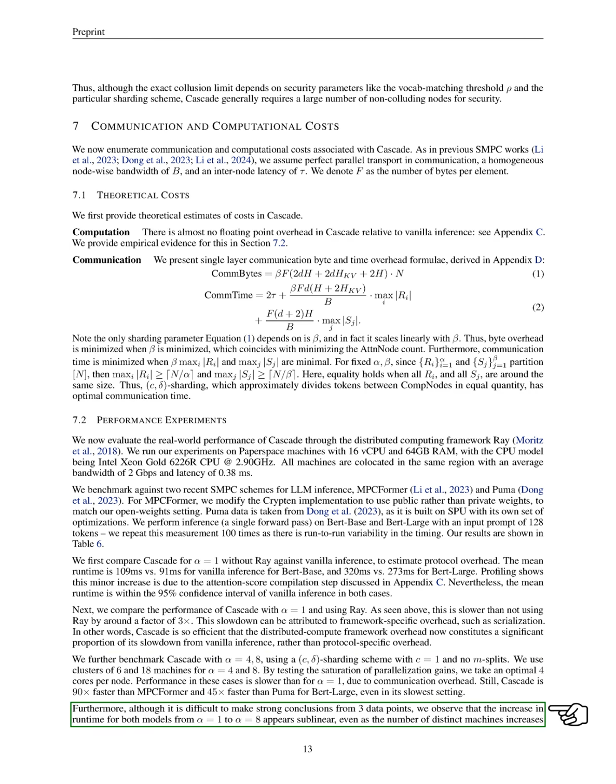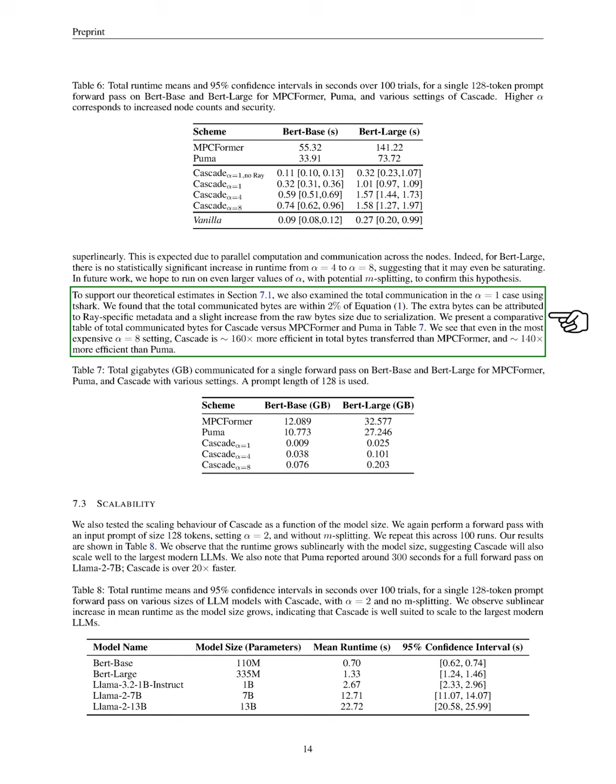The increase in runtime as we scale up the number of nodes appears to be sublinear, suggesting efficient parallel computation. We plan to explore larger configurations in future work to further validate our findings. Additionally, we checked the total communication in the simplest case and found it closely matches our theoretical estimates, with only minor increases due to framework-specific factors. Our comparative analysis shows that Cascade is much more efficient in terms of total bytes transferred compared to the other methods.